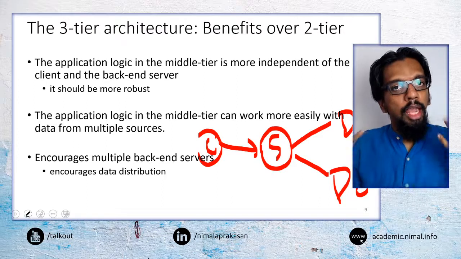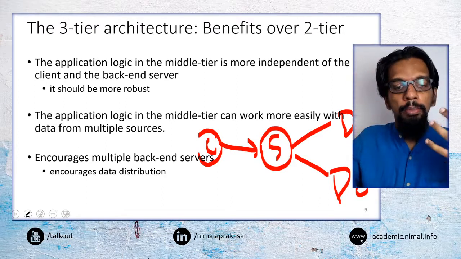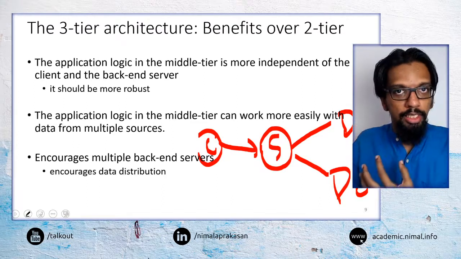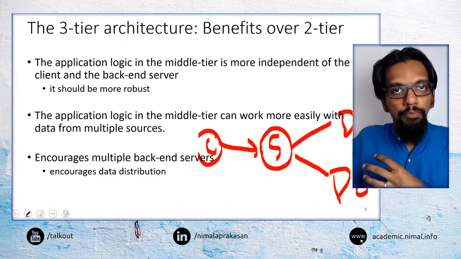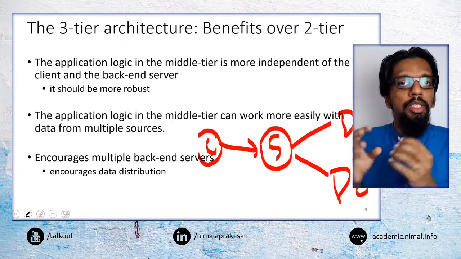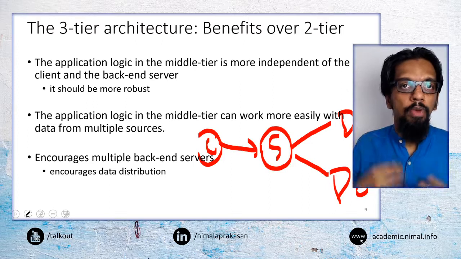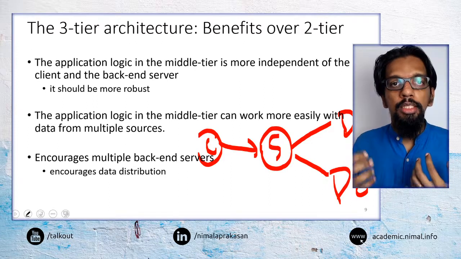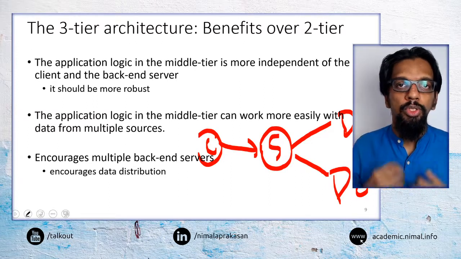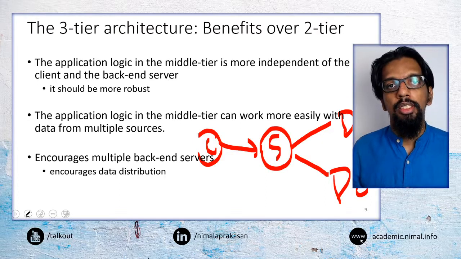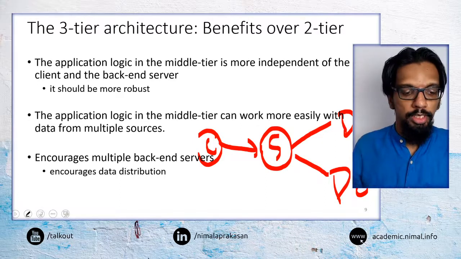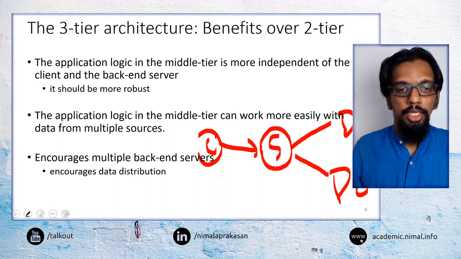At the same time, we can build multiple backend servers, or multiples of these servers, so that can also improve our performance, improve reliability and so on. So there are some additional advantages we can get by using this type of three-tier architecture.